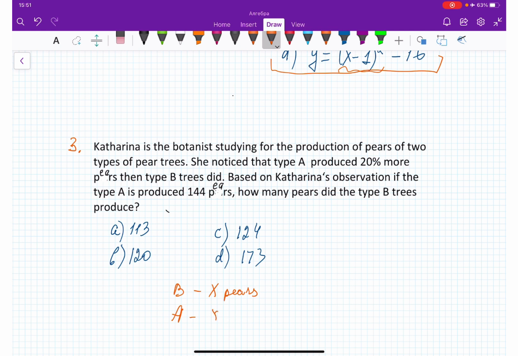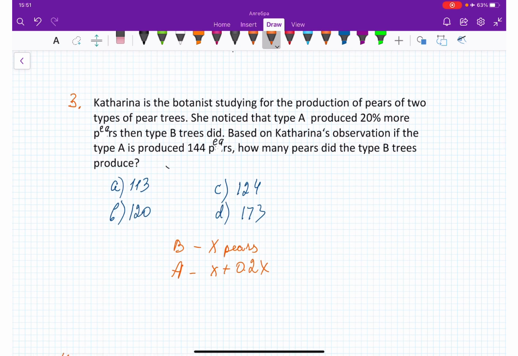So X plus 0.2X, right? So whatever pears it has, plus this 20% more, 0.2X. Based on Katerina's observation, if type A produces 144 pears, how many pears did the type B trees produce? Okay, 144 pears is produced by type A, which means we can write down X plus 0.2X is equal to 144.